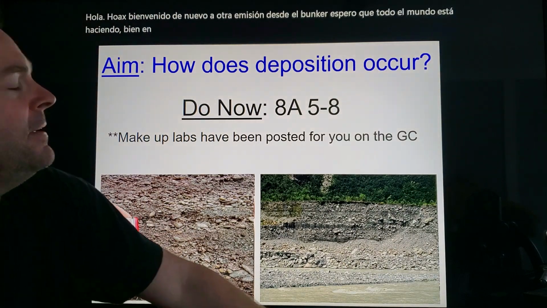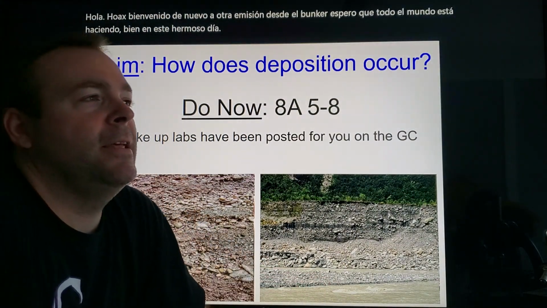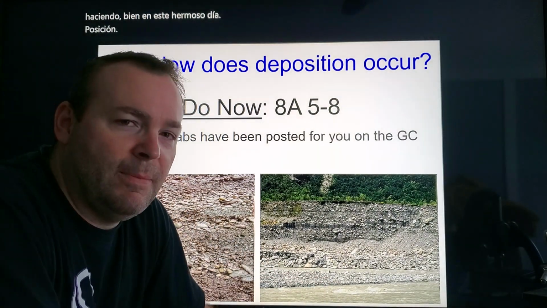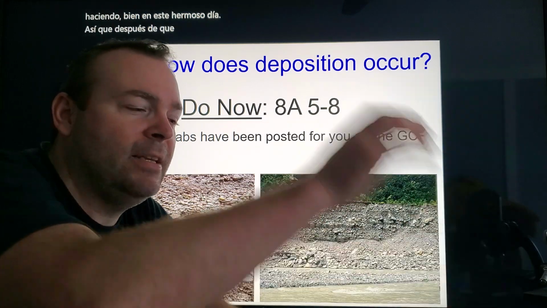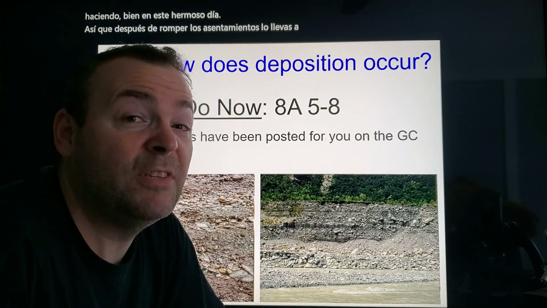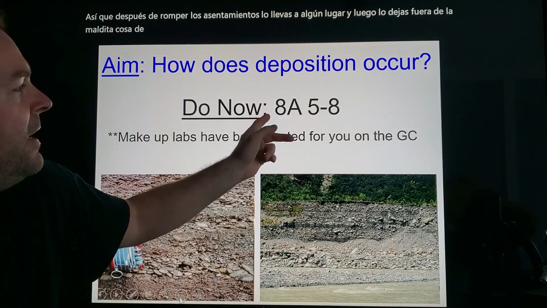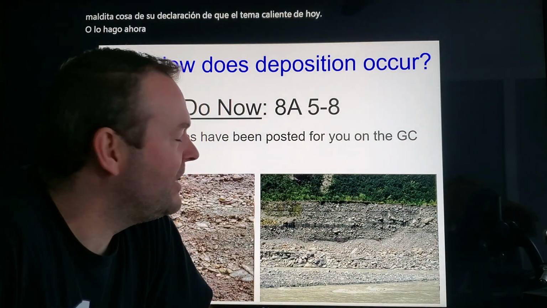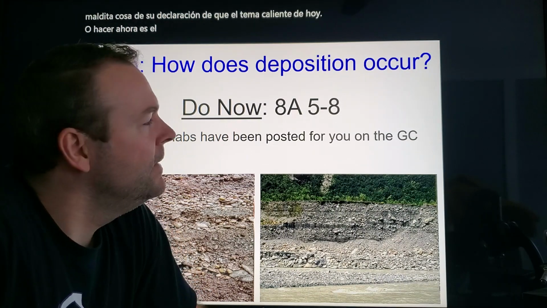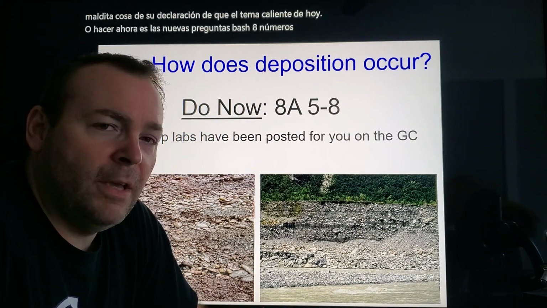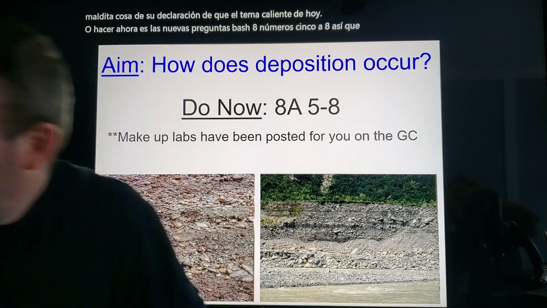Today's topic, we're talking about deposition. That's after you break the sediments down, you carry them someplace, and then you dump them off. The dumping off is deposition. That's today's hot topic. Our do now is the new batch questions, 8A, numbers 5 to 8. So spend a few minutes on those, and I'll meet you back here.